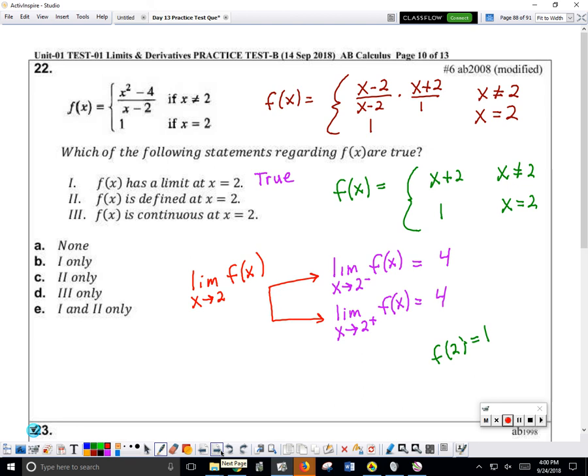So if the limit from a little bit less than 2 and from a little bit more than 2 both equal 4, then would you say the limit at 2 is 4?